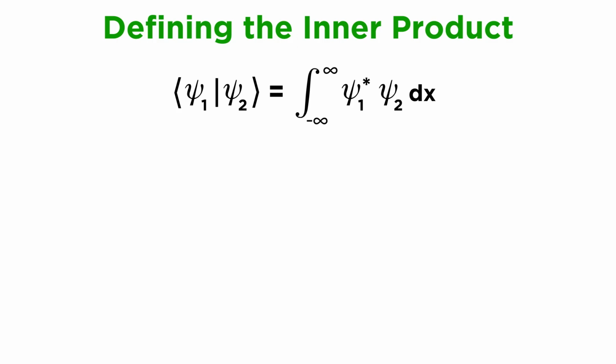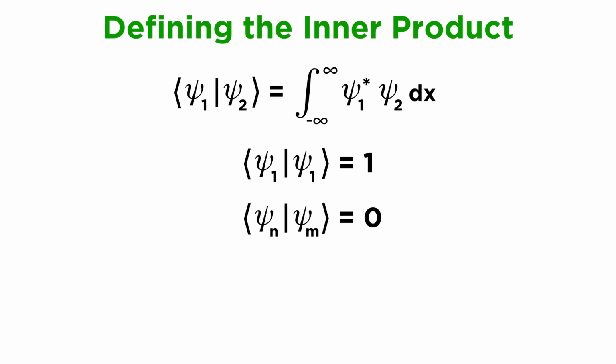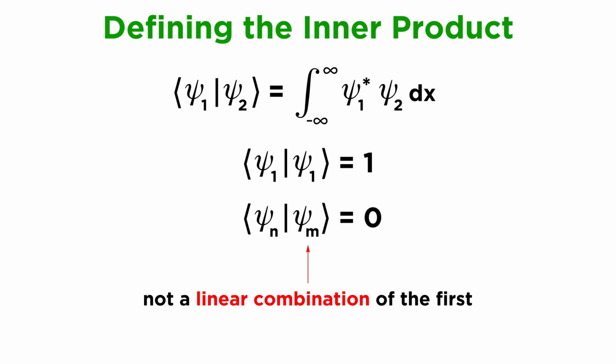Now we are ready to define a new operation called the inner product in a Hilbert space, which uses the Bra-Ket notation we just learned. The inner product of psi 1 and psi 2 is equal to the integral over all space of psi 1 star times psi 2 with respect to x. A few things to know regarding the inner product are as follows. The inner product of a wave function with itself is always 1, and the inner product of a wave function with a different wave function that is not a linear combination of the first is always 0.